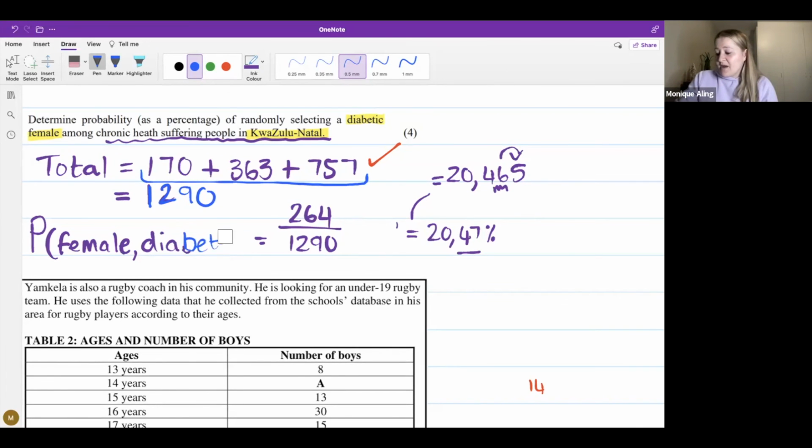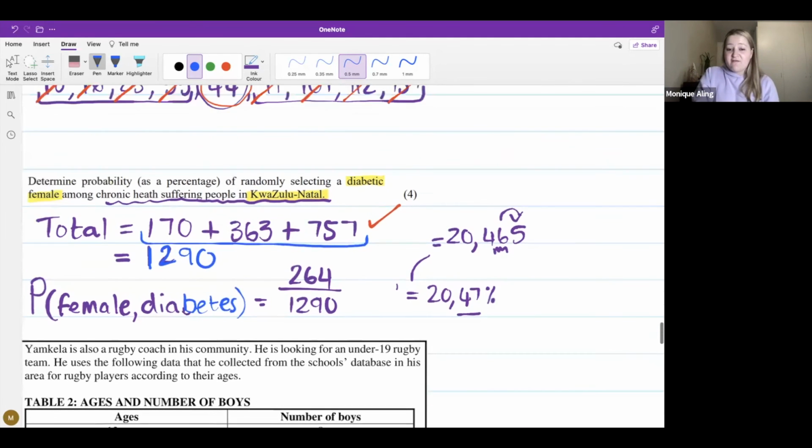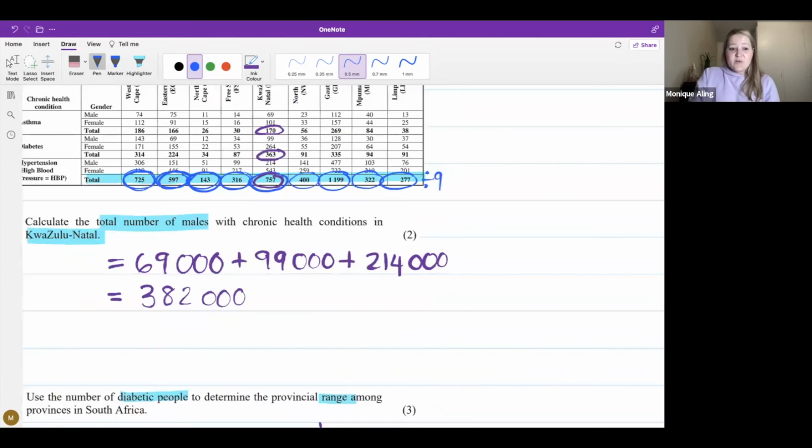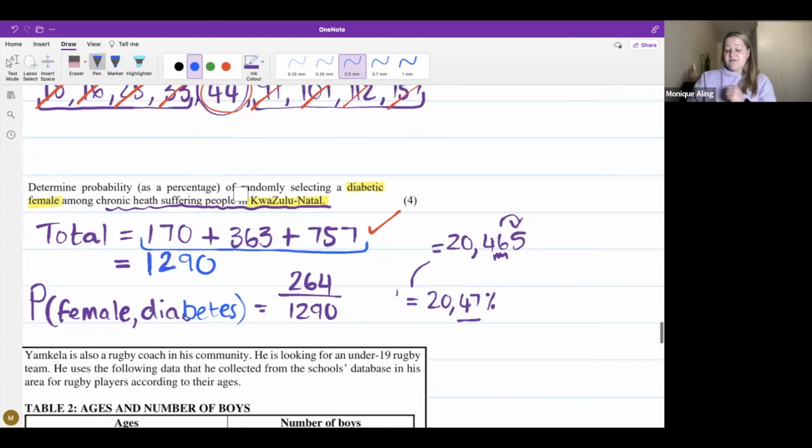So that's the total number of people that are sick, but we want to know specifically what are the chances of choosing a female with diabetes. So I found the number of females that have diabetes, which is 264. We always take what we're looking at over the total. So it's 264 over the total number of people that are sick. And because they want a percentage, I times by 100.